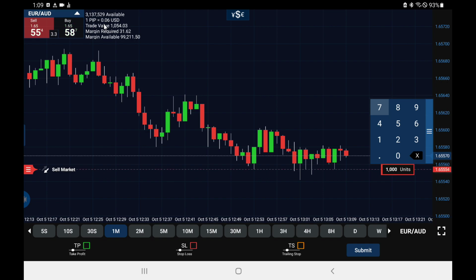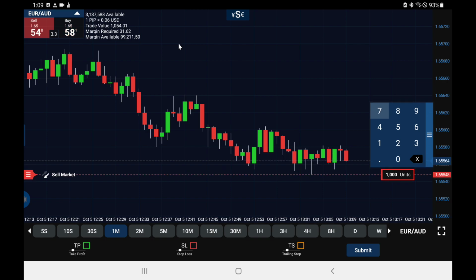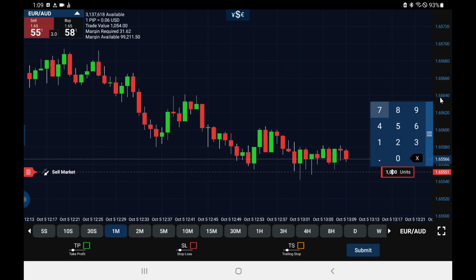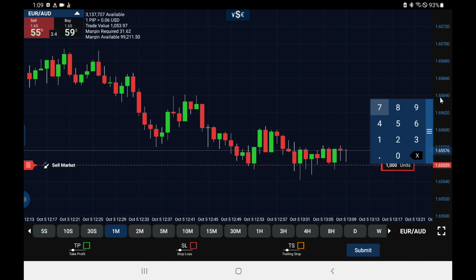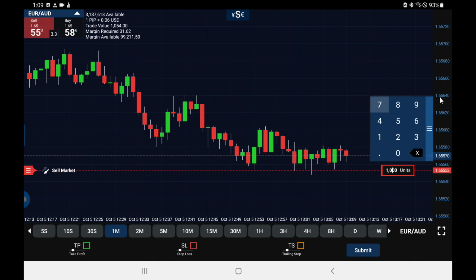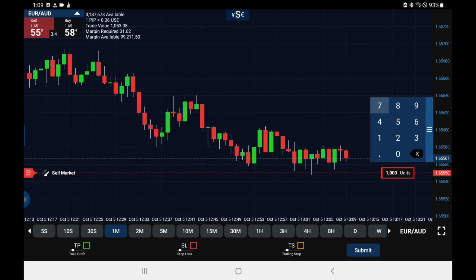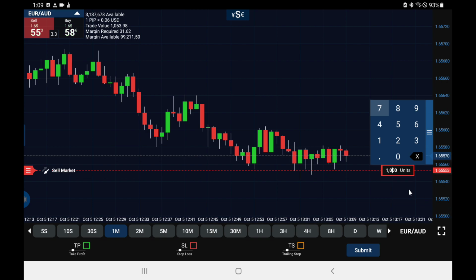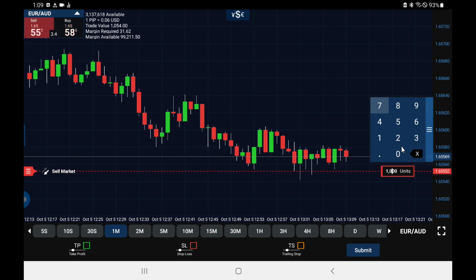Remember, 1 pip is 1/10,000th of a penny. So every time the price moves 1/10,000th of a penny, it will either make or lose 6 cents of real money if this was a real account. That is what demo trading is for, to help you decide what is and is not appropriate for your own personal risk. So now that we have the margin units figured out, we're going to go with this.